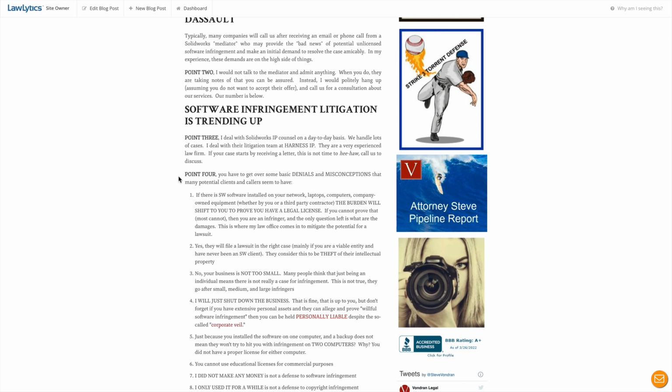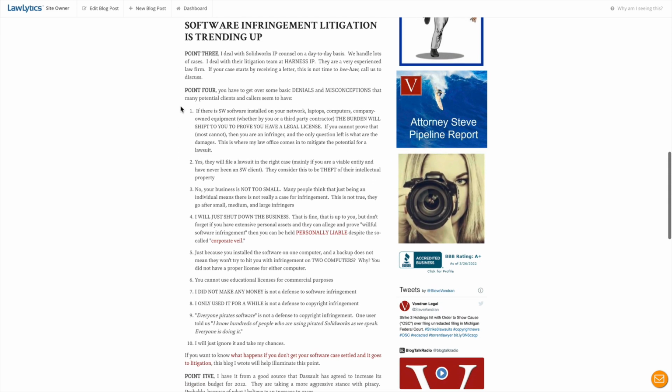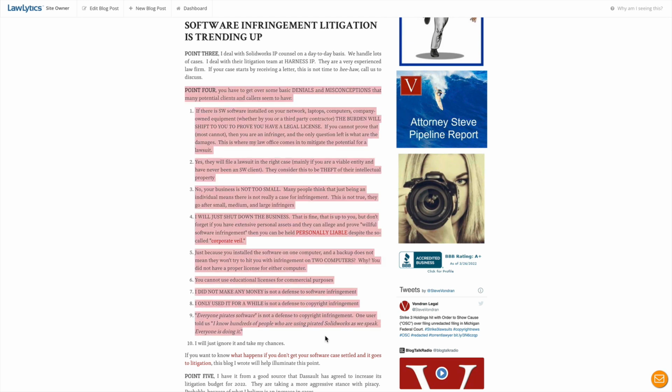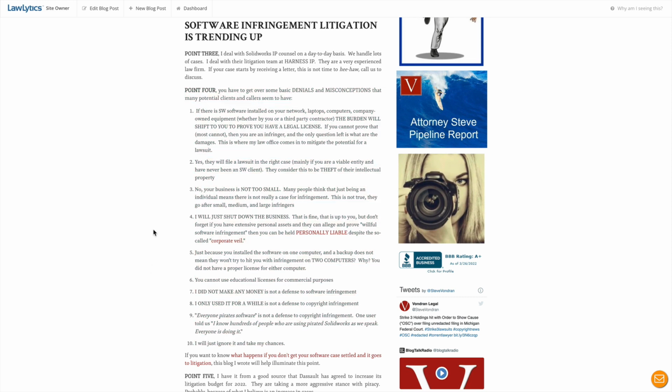This is the big point of my blog here, point 4. And you can see here, I've got probably the 10 most common things that I hear as a software defense lawyer, denials and misconceptions that many potential clients and callers seem to have. So I want to go over these if you're interested. If you didn't get a letter dealing with this SolidWorks letter, this video probably won't have much value to you, but it's always good to learn something new, isn't it?